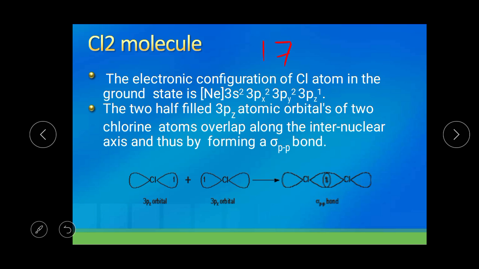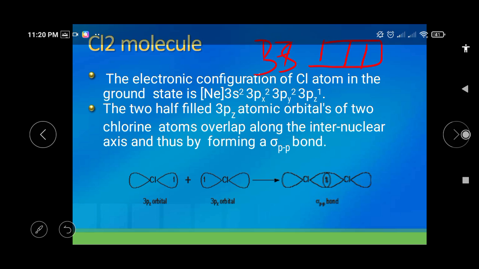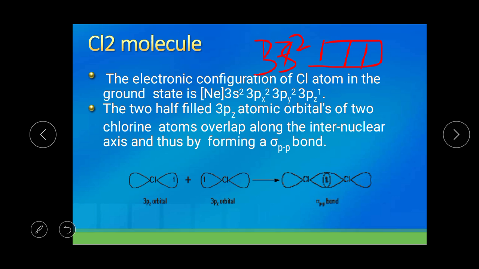If you write the electronic configuration, we get a half-filled p orbital. We know in its valence shell it contains 7 electrons. For example, 3s2, 3p5. All others are in the inner shells. So the valence shell has 7 electrons, 5 plus 2, totally 7. So it is 3s2, 3p5.